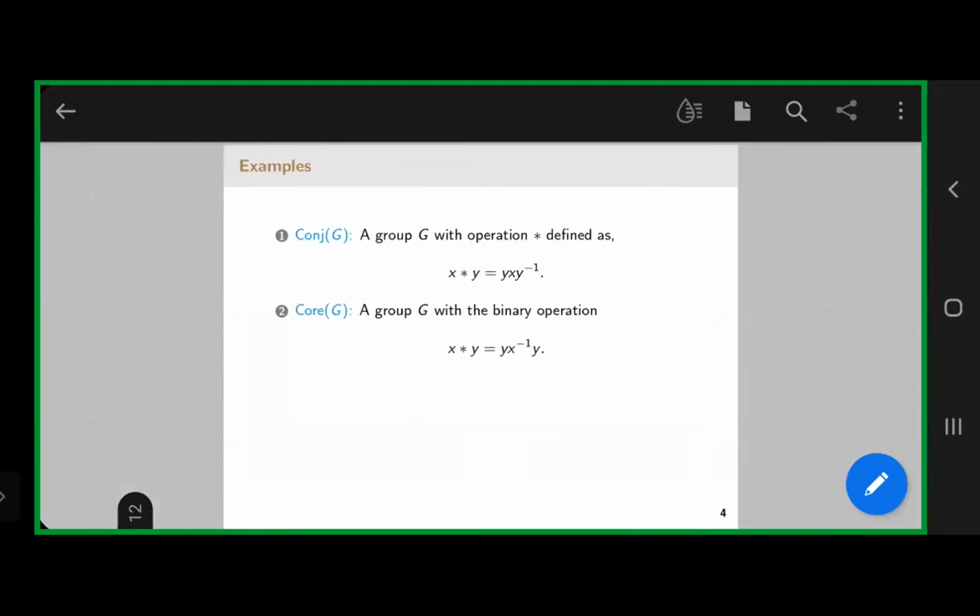The second example is again coming from a group. A group G with a binary operation defined as x star y equal to y x^{-1} y is called the core of the group. These two operations come from the group. In particular, when you take the group to be the cyclic abelian group Z_n, this particular class is known as the dihedral Quandle of order n, which comes from the cyclic group Z_n. But again, there are other examples, some of them coming from groups, some of them not coming from groups. You can define them just by hand.